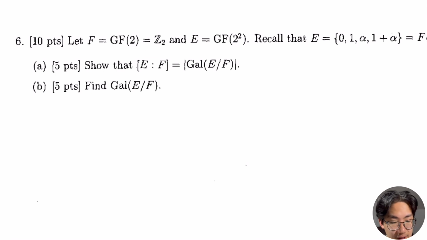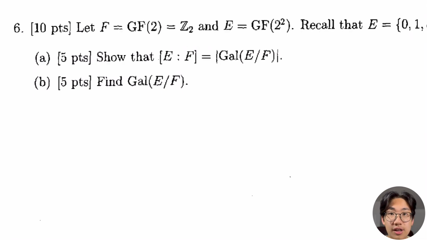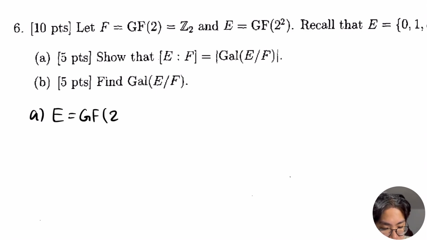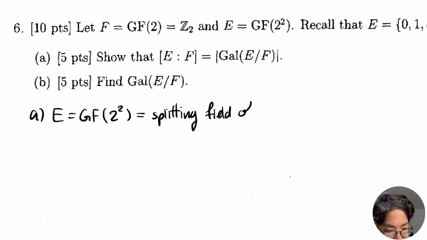So in part A, we want to show that the degree of the field extension is equal to the size of the Galois group of E over F, or just Galois of E over F. So first, we'll note, making use of what we saw previously, that E, which is the Galois field of 2 to the 2, or just 4 elements, is actually the splitting field of x to the 2 to the 2, such as x to the 4, minus x.